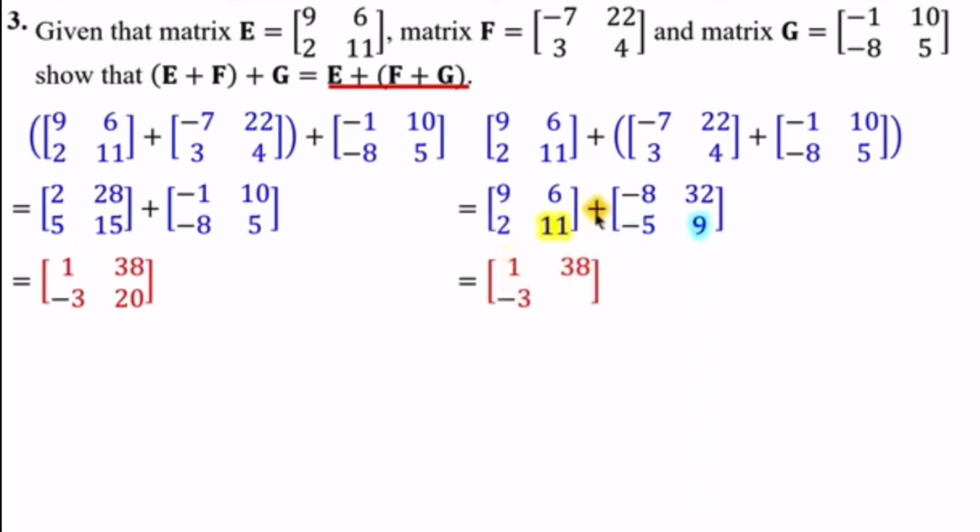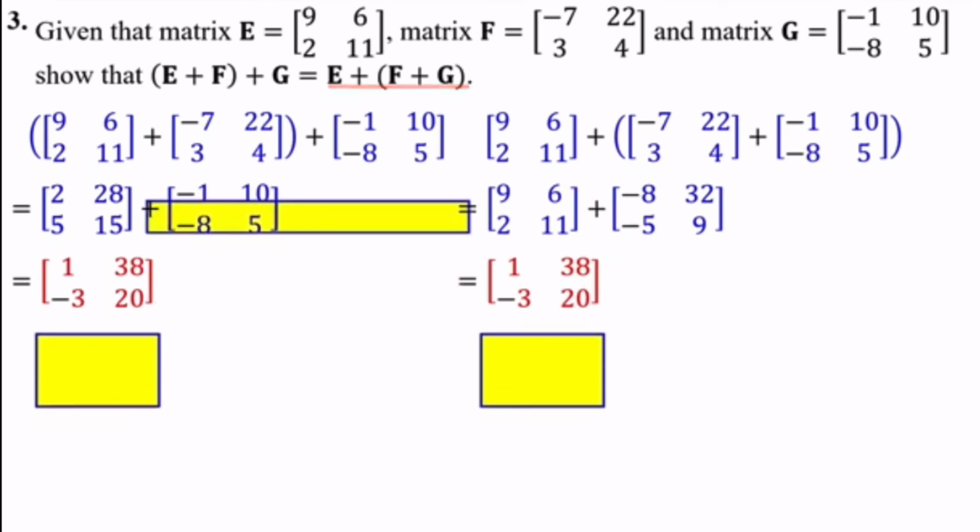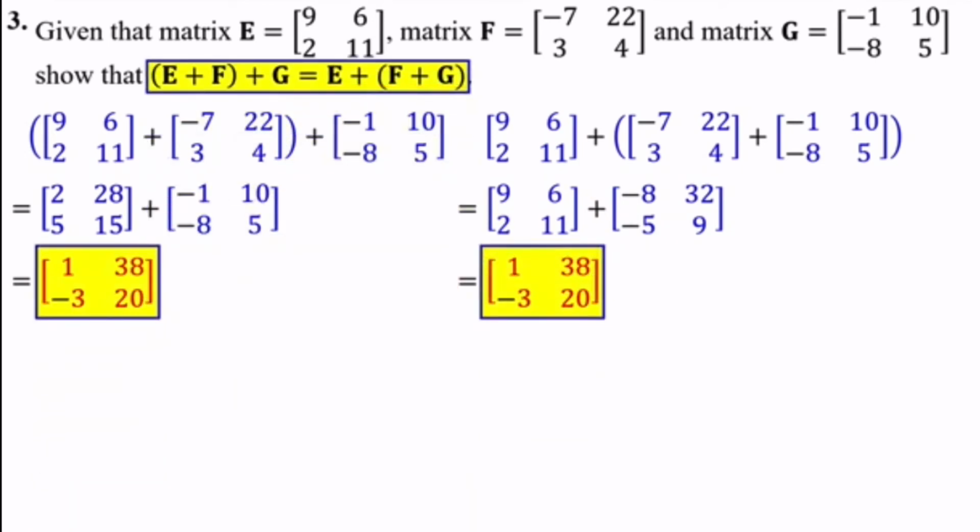So it's actually quite easy, right? It's just that you must be very, very careful. If you are careful, then you don't have to do so many times of correction. So finally, we have proved that E plus F with the bracket plus G is the same with E plus with the bracket F plus G. Alright, so we have shown the two operation of matrix are producing the same answer, right? They are the same answer.